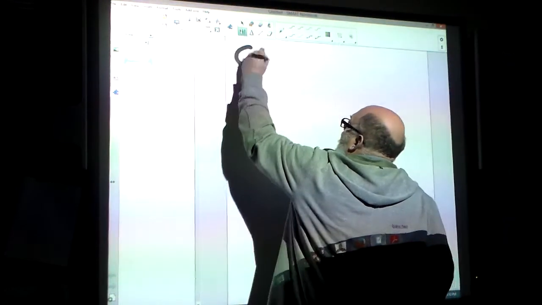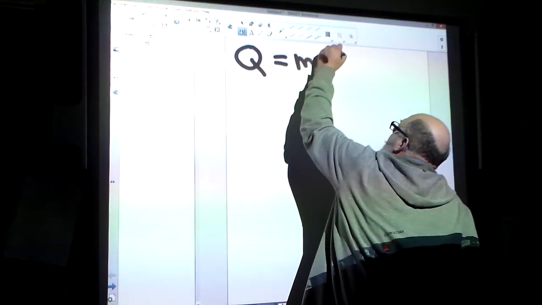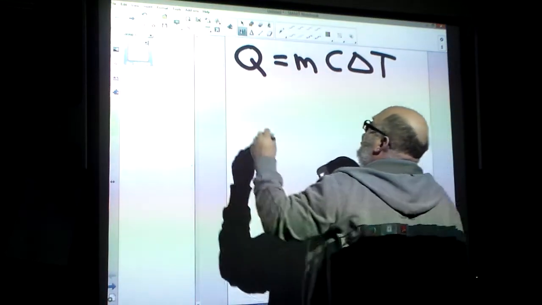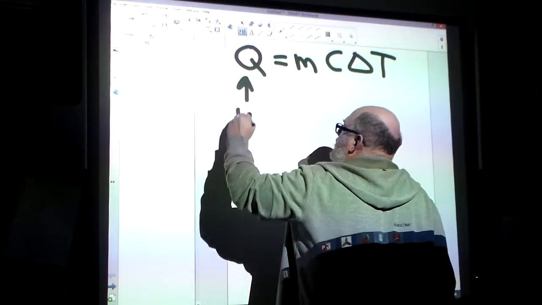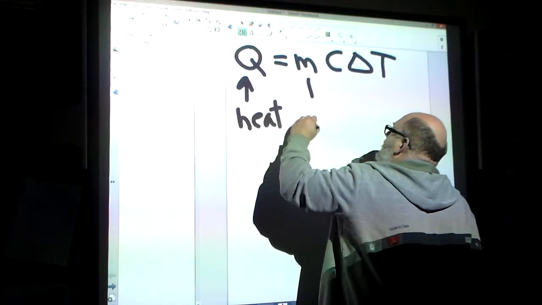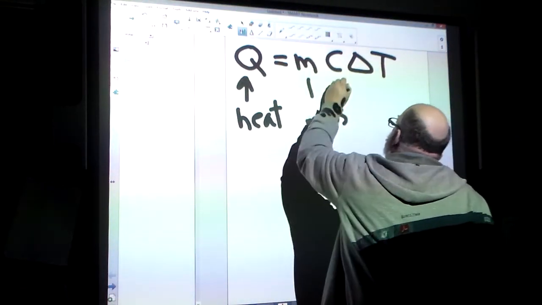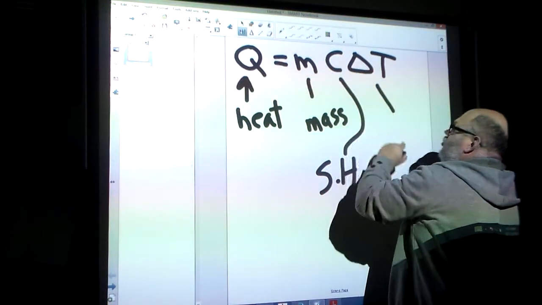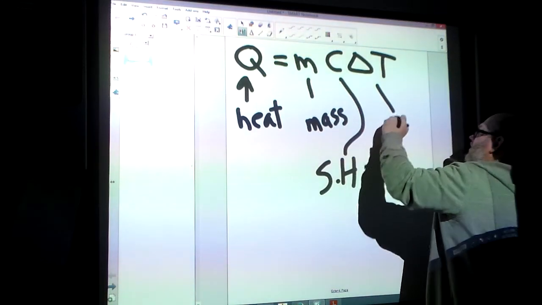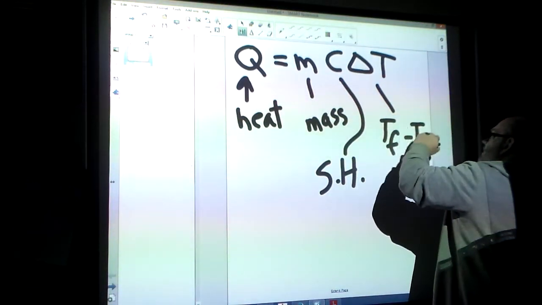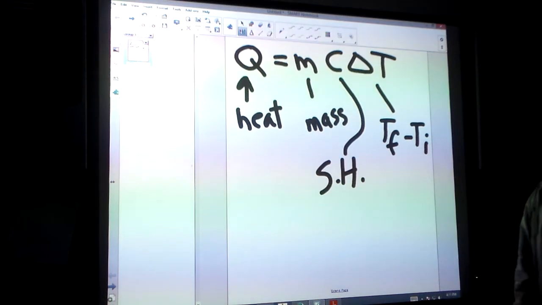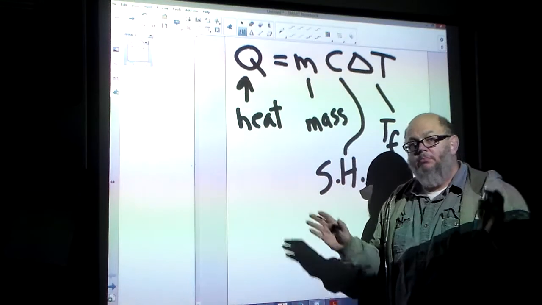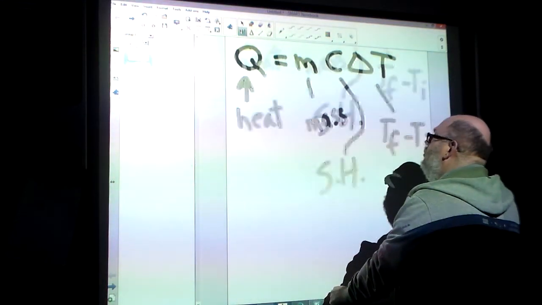Now, we're also looking at Q equals mcΔT. This is the formula that I went over with you in class, where Q represents the heat, m is the mass of our object, c is our specific heat, and then, of course, the change in temperature, our ΔT, is T_f minus T_i. That is where we're going to get our ΔT. So this is our basic formula, just reviewing. I'm very confident that you guys know what you're doing.